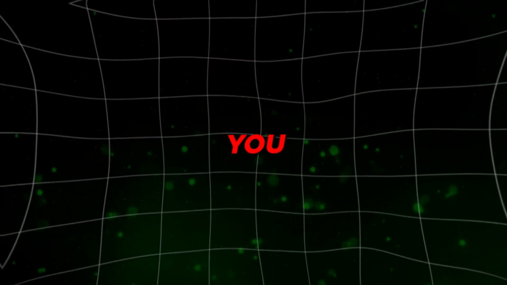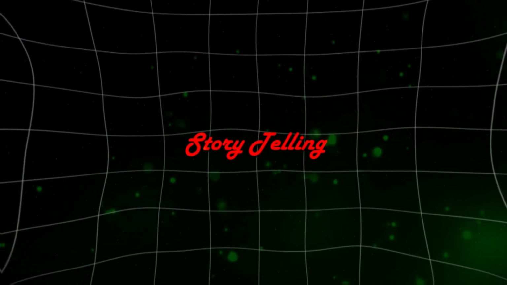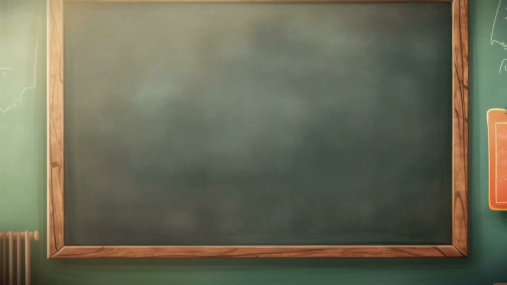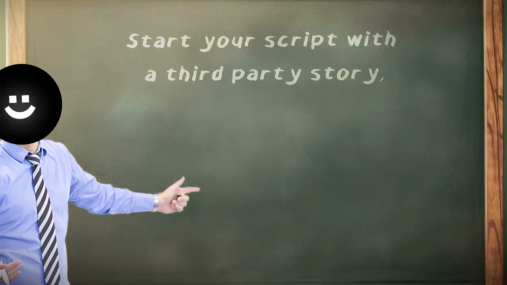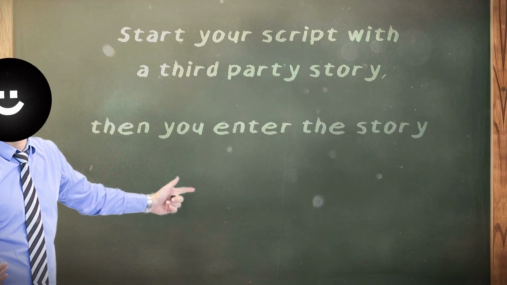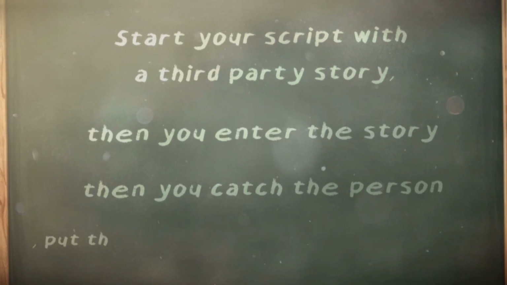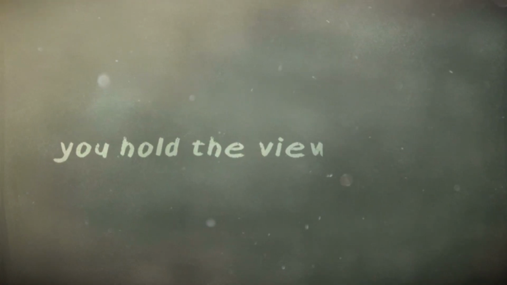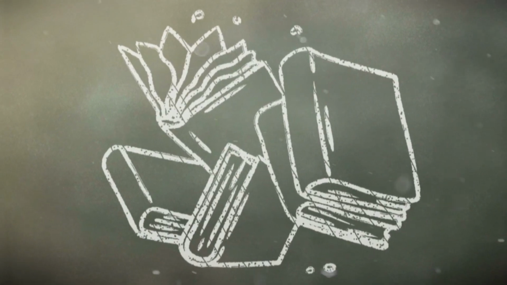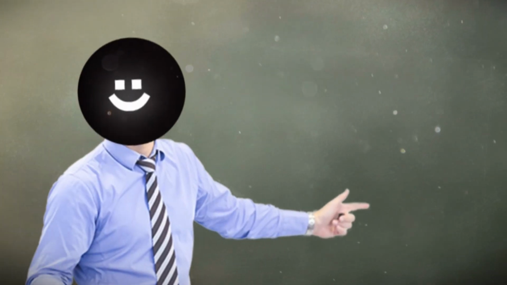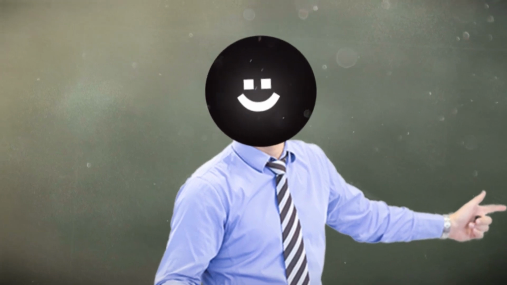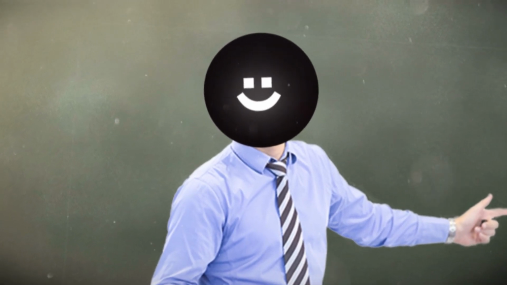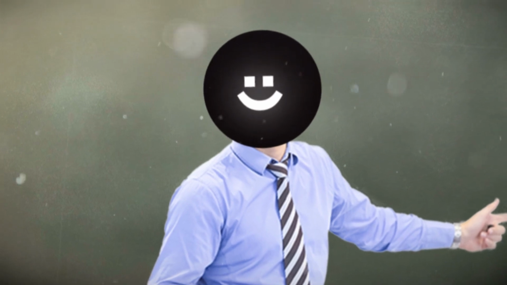What I just taught you are the important pillars of an engaging storytelling. Let's do a quick recap so you can write it down. Start your script with a third-party story, then you enter the story, then you catch the person, put the viewer inside the story with you, and then do the call to action. You hold the viewer's hand and cross the bridge. If you do that, forget about reading 300 books, 300 pages, just follow this practical manual and your videos will be extremely engaging. So the script part is completed. Now you gotta record, edit and upload it, but that's subject for another video.